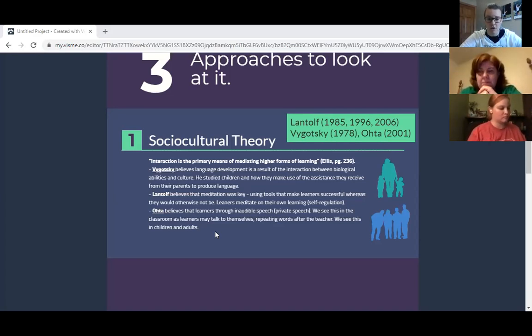And lastly, Ota believes that learners through inaudible speech or private speech can be successful in learning. And we see this in the classroom as learners may talk to themselves, repeating words after the teacher. We can see this in children and adults. And I actually was thinking about this one.